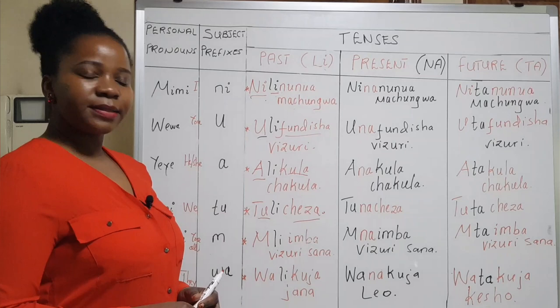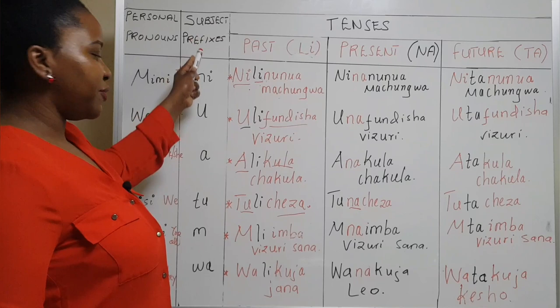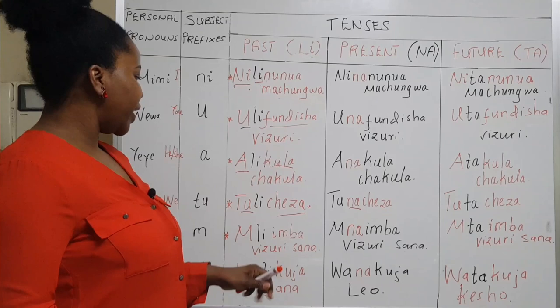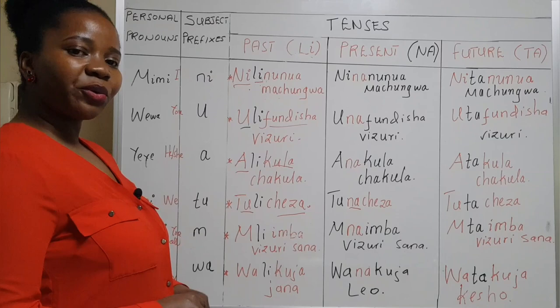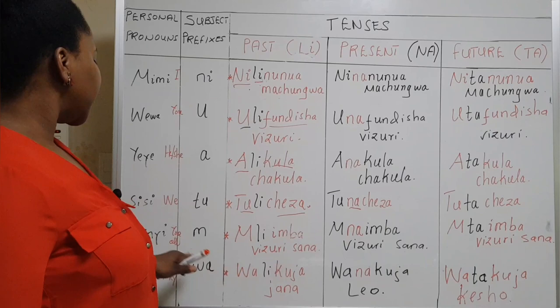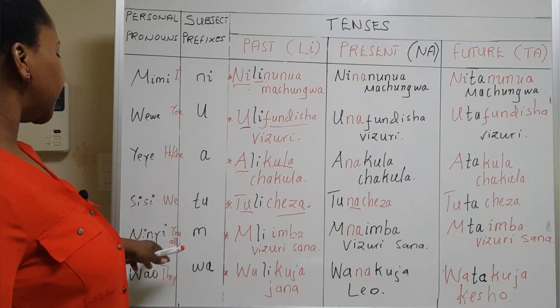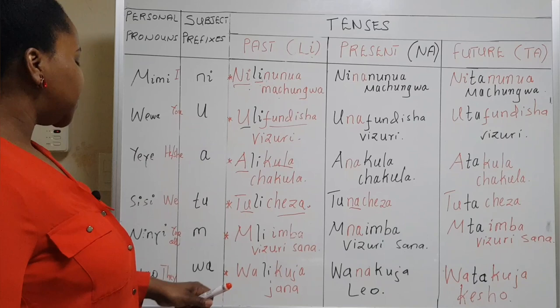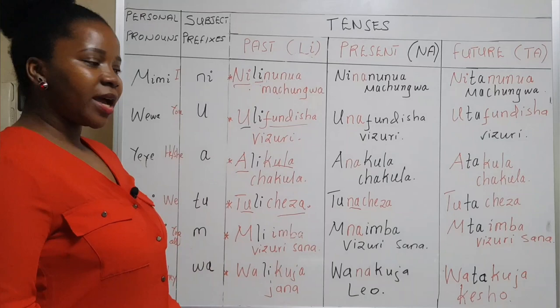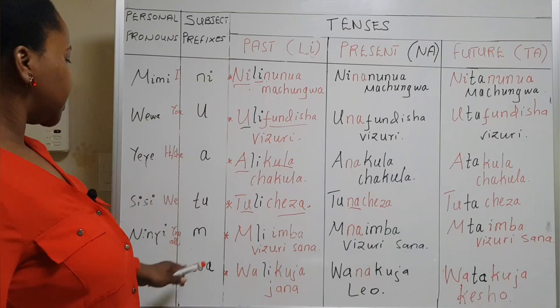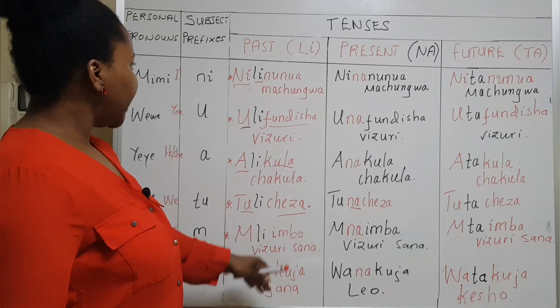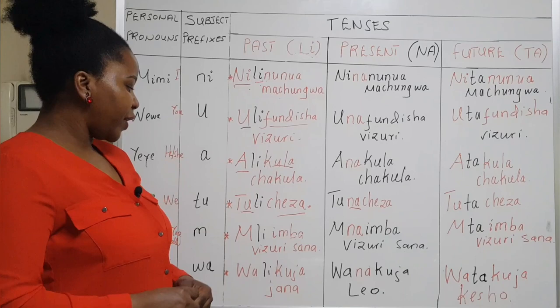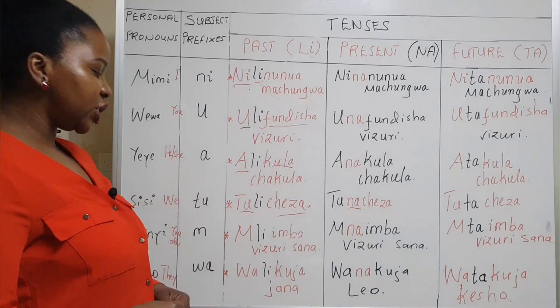Mliimba vizuri sana. M is the subject prefix and li is the past tense, imba is a verb, and vizuri sana means very well. So mliimba vizuri sana means you sang very well. We use you because of the subject prefix that represents you all, which is ninyi in Swahili. So, walikuja jana. Wa represents the subject prefix and the personal pronoun wao, which means they, and li is the past tense, and kuja is a verb, and jana means yesterday. So walikuja jana means they came yesterday.